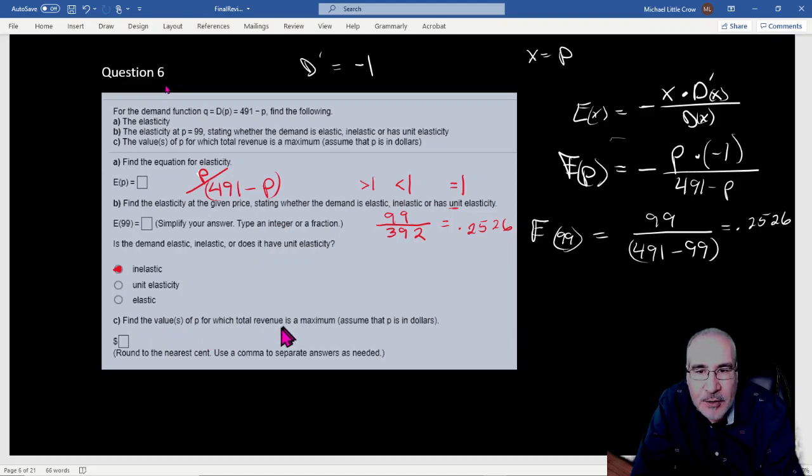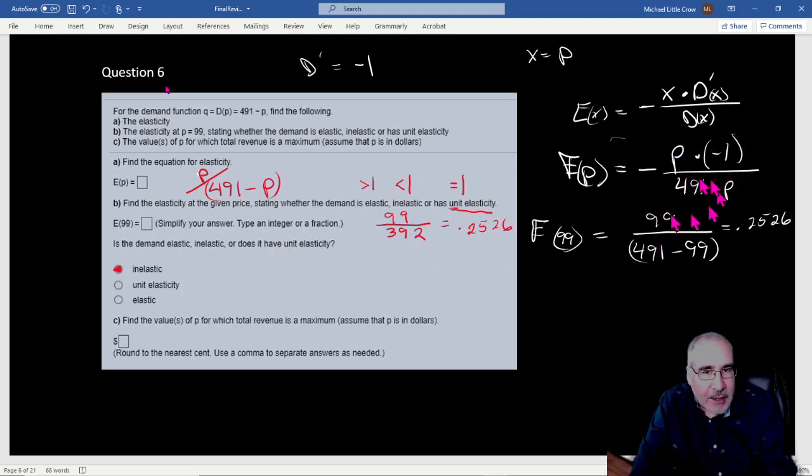Find the value of P for which total revenue is a maximum. Assume that P is in dollars. Now that happens when we have unit elasticity, we also get the maximum revenue. To get the maximum revenue, we take demand times P. So you could do it two ways. You could take the revenue function, take its derivative, set it equal to 0. Or you could use the property that when we have unit elasticity, revenue is also maximized. That's what we're going to use because we're already almost there.